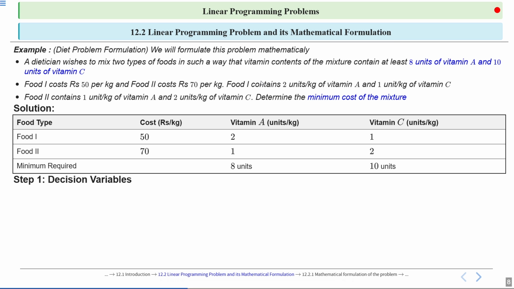Now let's see step 1. In step 1 we will identify decision variables. First, let x be the quantity in kg of food 1. This means x represents how much of food 1 is being considered, measured in kilograms. And let y be the quantity of food 2 in kg. This means y represents how many kilograms of food 2 is being considered in the problem.